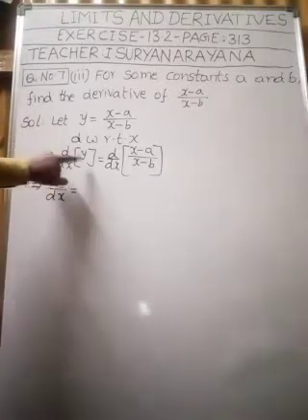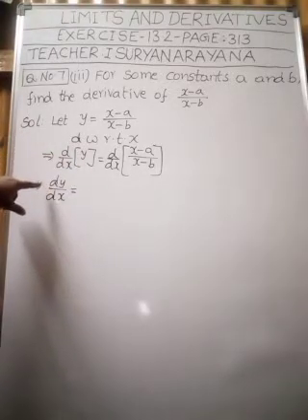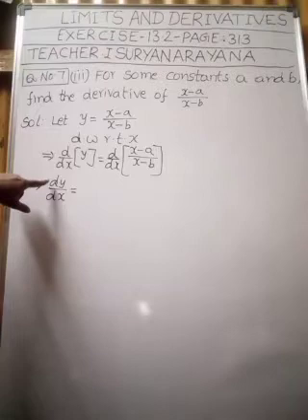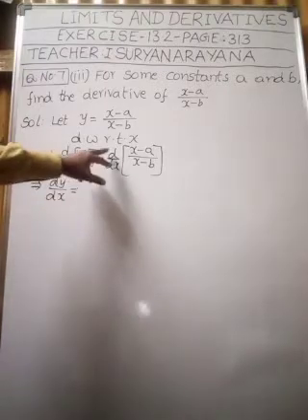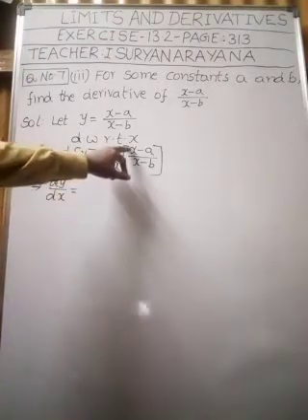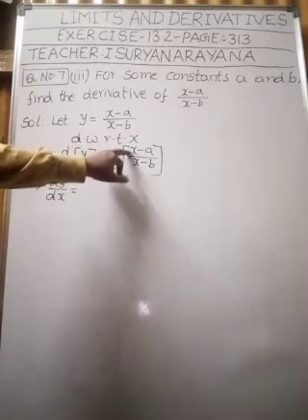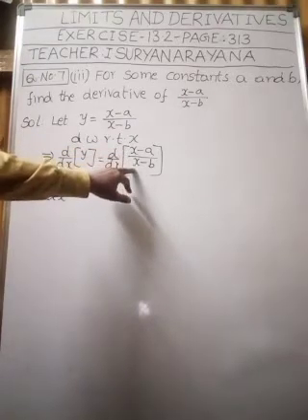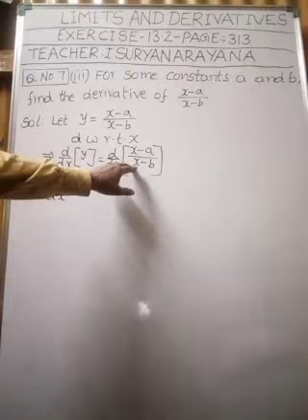d by dx of y can be written as dy by dx. Okay, my children, they understood this LHS. Right. Now come to the RHS. d by dx of u by v, where u is equal to x minus a, v is equal to x minus b.